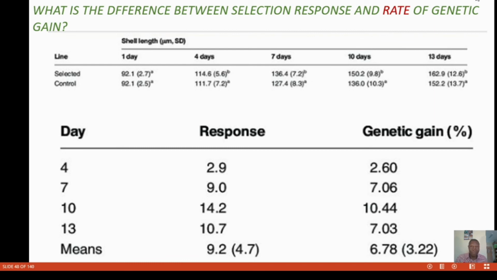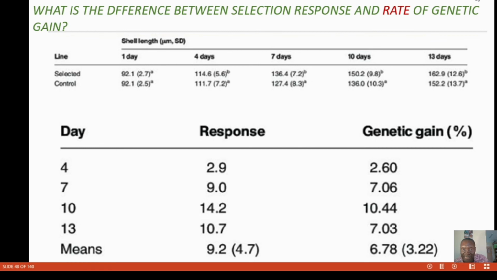They are slightly different. For example, some organism was studied. I don't know if it was a snail or something, but it doesn't matter. And we see that it was studied across 13 days. That's about a 2-week period. And we see that in day 1, when the selection began to be done, from the control, which was 92.1 micrometers, then the selection was basically 92.1 millimeters.